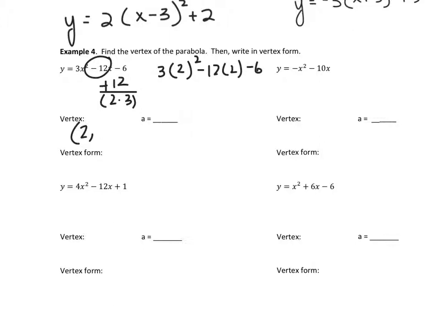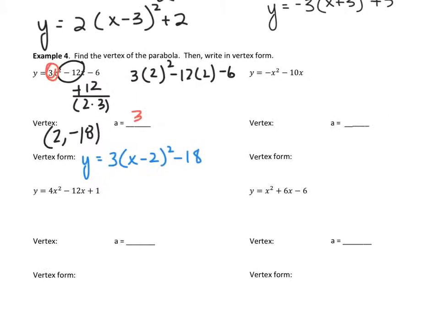I'm plugging in 2 for x to get the y coordinate of the vertex, which is -18. And then a is just 3. Okay, so no solving for a in this because I already have it. So in vertex form, it's going to be y equals a, which is 3, times (x minus 2) squared minus 18.